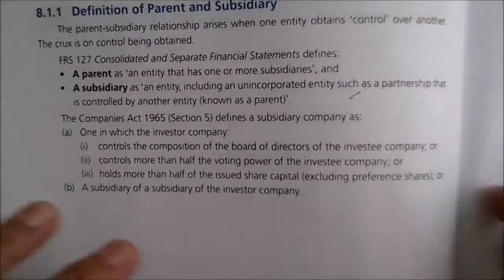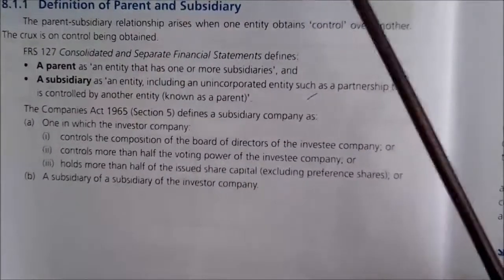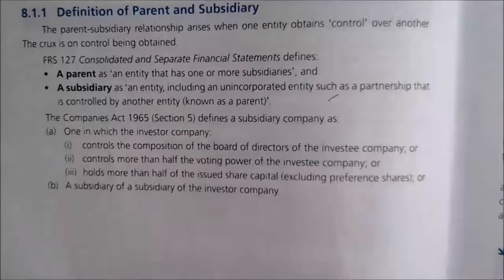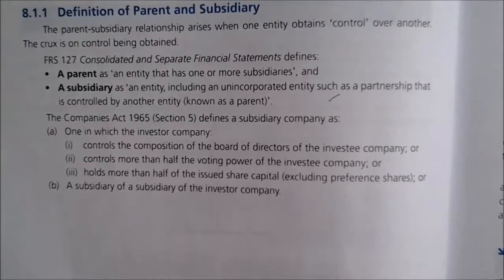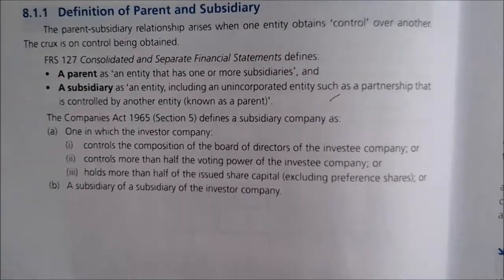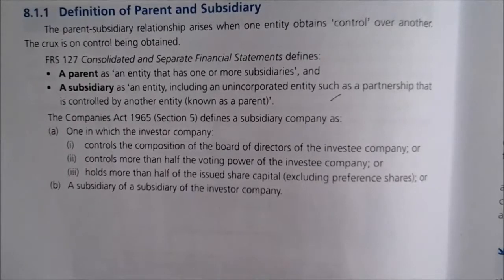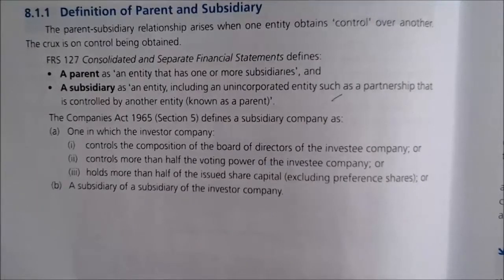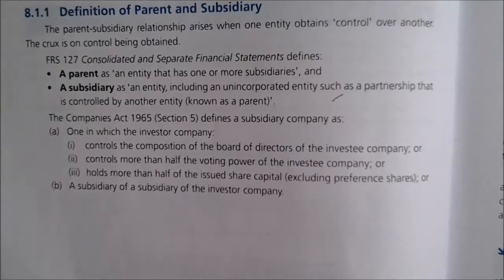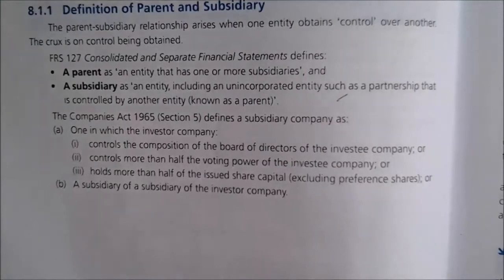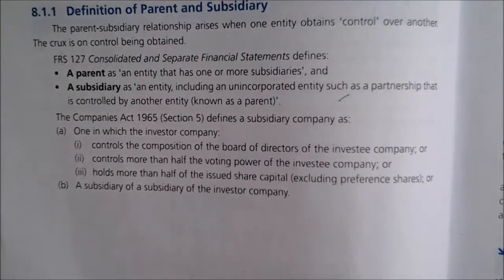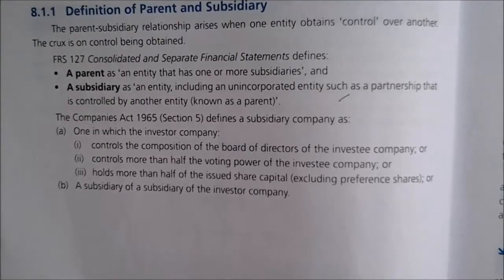In other words, A is a company called A Sdn Bhd. B is also a company, B Sdn Bhd. But when A takes over B, A becomes the parent because they hold the major shares in B. So A becomes a parent or holding company, and B becomes the subsidiary of A.